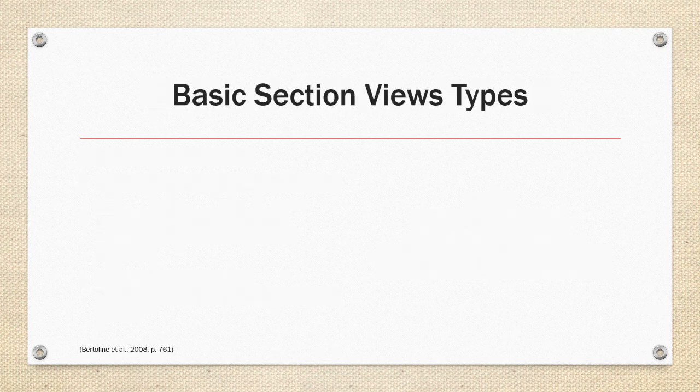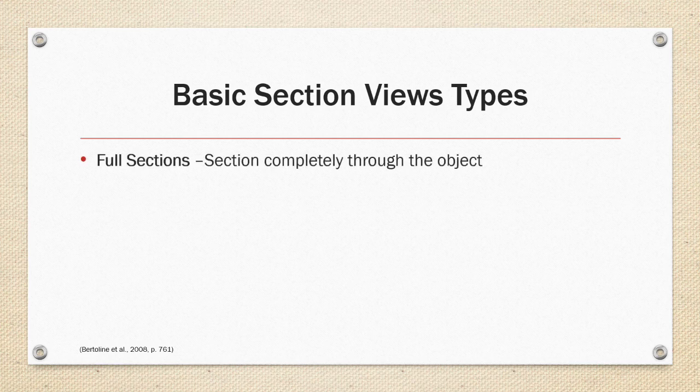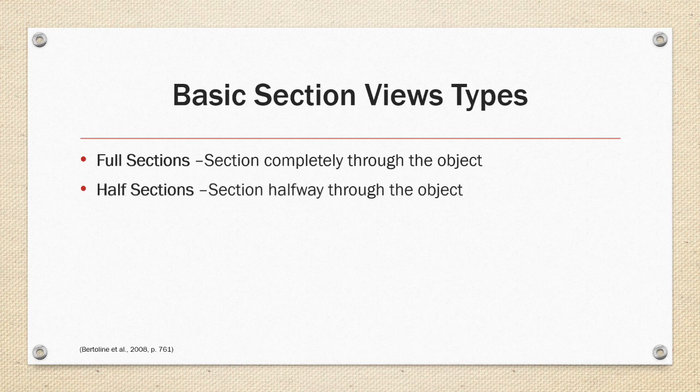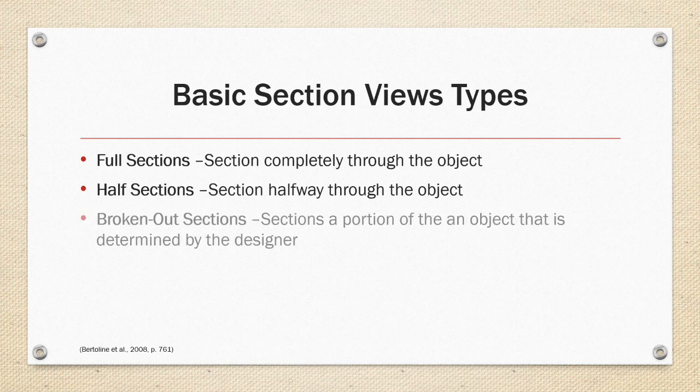In this unit, we cover the three basic section view types, which are the full section view, which sections completely through the object, the half section view that sections halfway through the object, and the broken out section view that sections a portion of an object and has a boundary that is at the discretion of the designer.